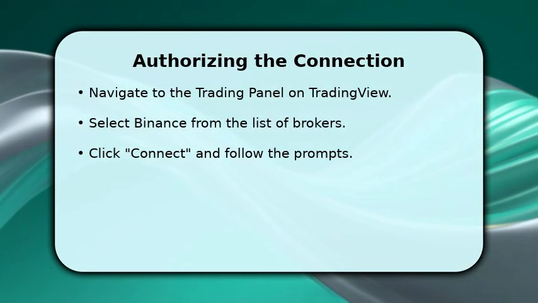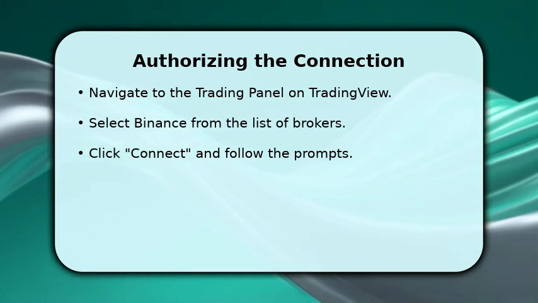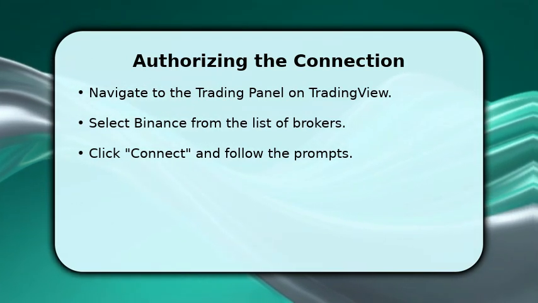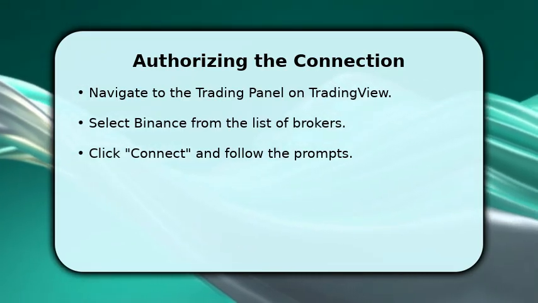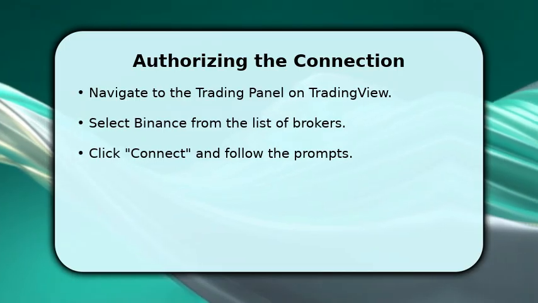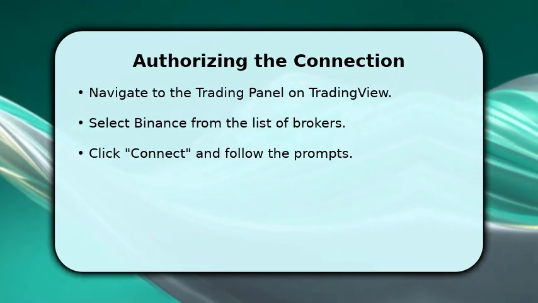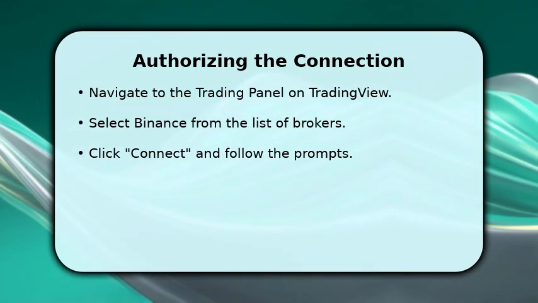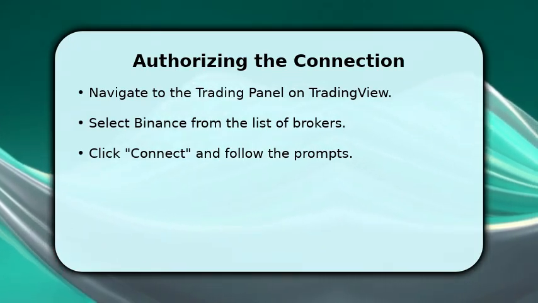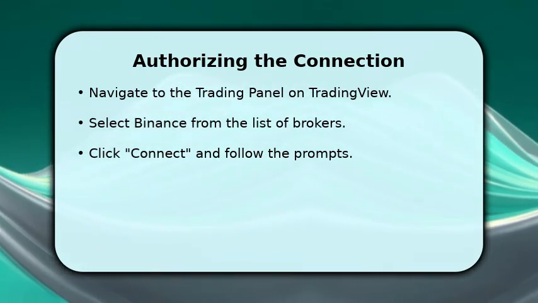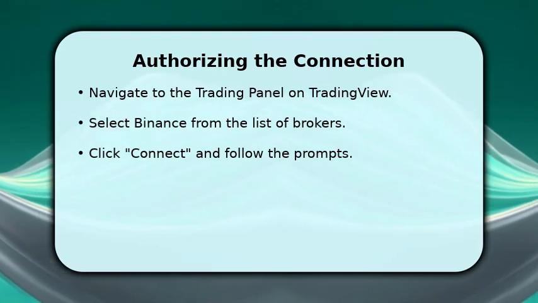To begin, open TradingView and locate the trading panel at the bottom of your screen. From the list of available brokers, select Binance. Click the Connect button, and you will be prompted to log into your Binance account. This step securely links your accounts, granting TradingView permission to send trading orders on your behalf. It's a straightforward process, taking only a few moments.